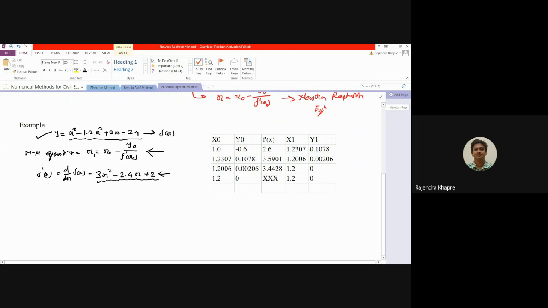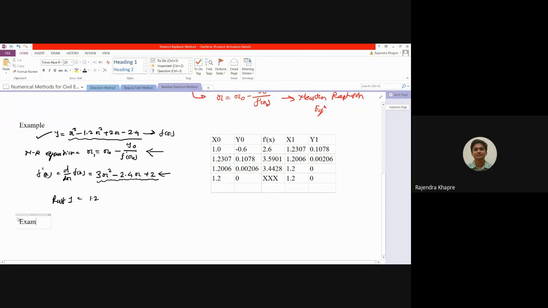Okay, so there are 3 roots. So root 1 will be your 1.2. I hope this is clear to everybody. Yes, sir. Okay, now let us quickly take another example.